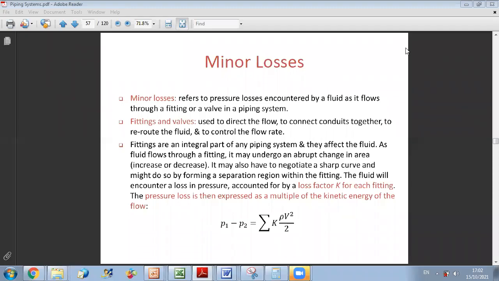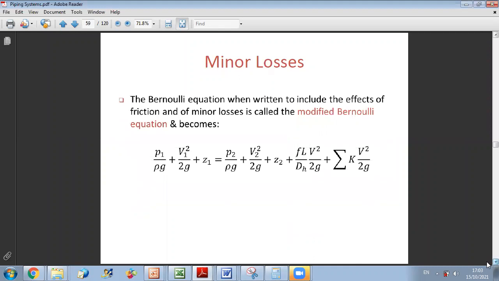So we defined last time minor losses, and we said that they are due to fittings, to valves, etc. So whenever you have fittings, valves in your system, this will induce losses that you should account in addition to the major losses. Okay, so let us do some examples to see how we can account for that.